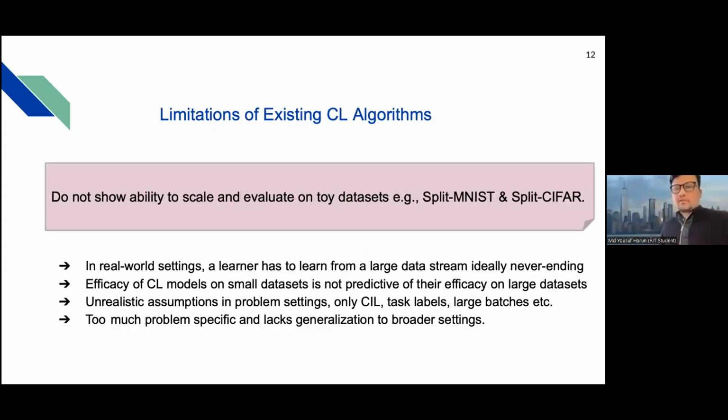So let's look at the limitations of existing continual learning algorithms. Most of the methods do not show the ability to scale to large data sets, and they only work on very small scale data sets, like split MNIST or split CIFAR-10. But in real world application, a model needs to adapt to large scale data, ideally never ending. So it has to be able to scale, and also it has to be efficient over time. That's why we need to focus more on a general real world setting where we can adapt to large scale data sets.